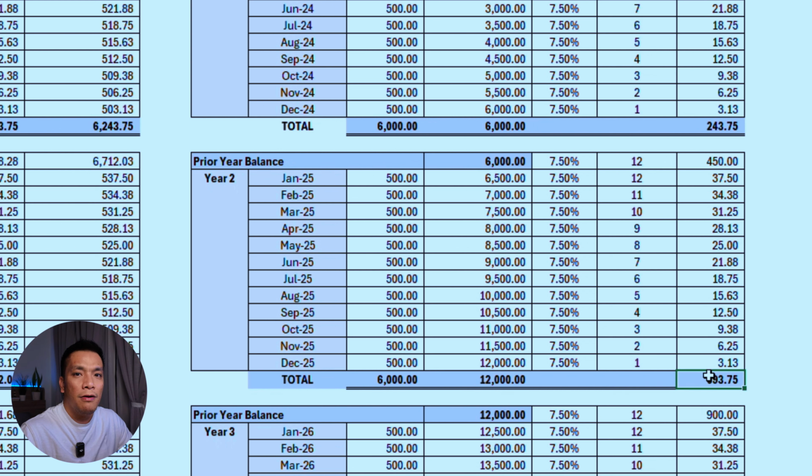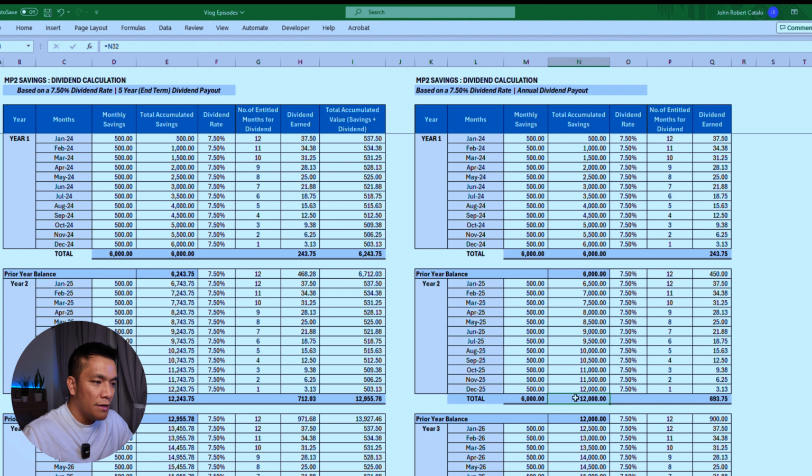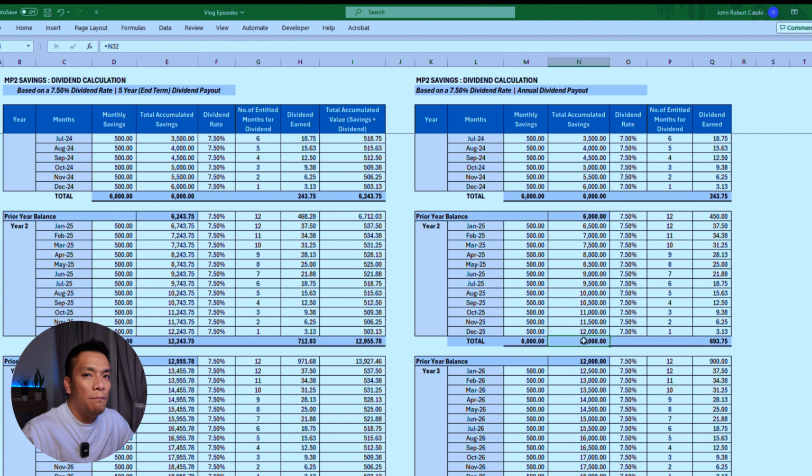So ngayon sa year 2, makukuha mo na naman tong dividend na 693.75. And again, only the total accumulated contribution will be carried forward the succeeding years. So dito man makikita yung difference nung compounding interest calculation between the two options. Under the 5-year end term, 712 ang kinitang dividend nung 5-year end term dividend payout. Ito yung nakita mo. While dito sa annual dividend payout, 693.75. So, dyan mo na makikita yung difference nung earnings mo sa dividend between the two options.